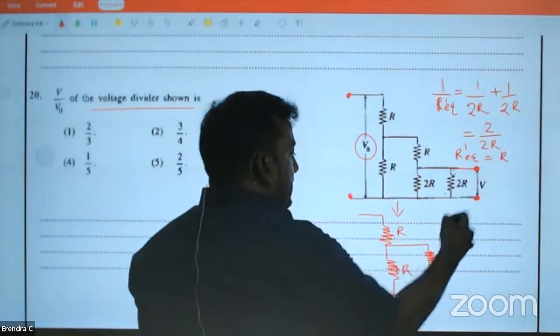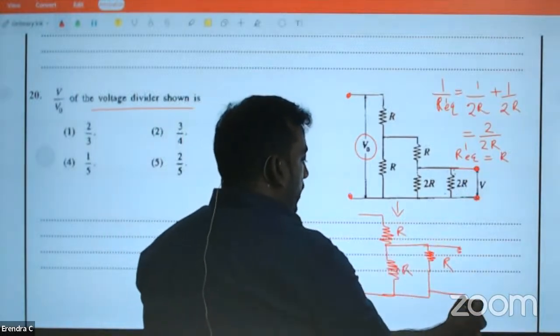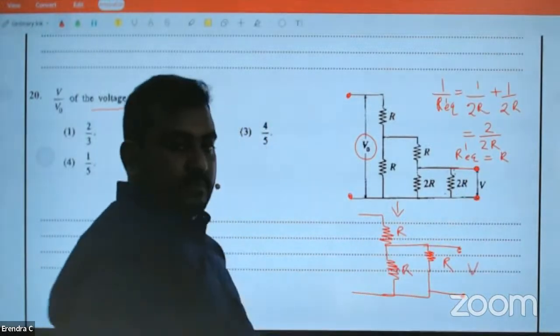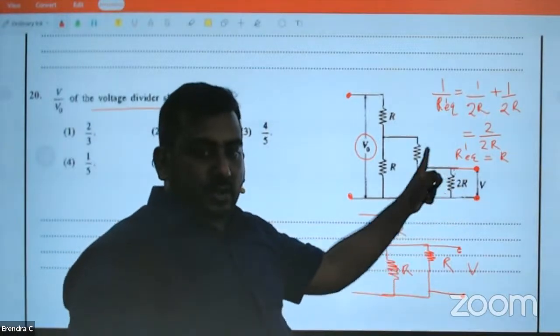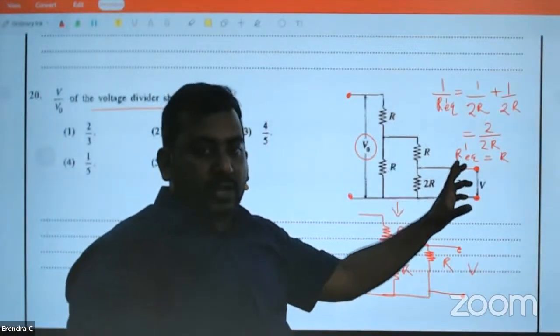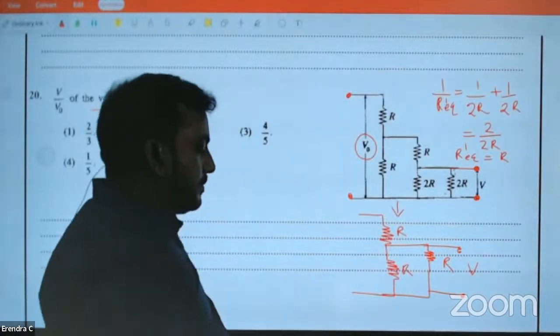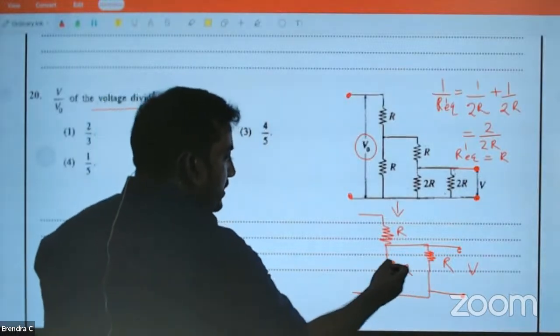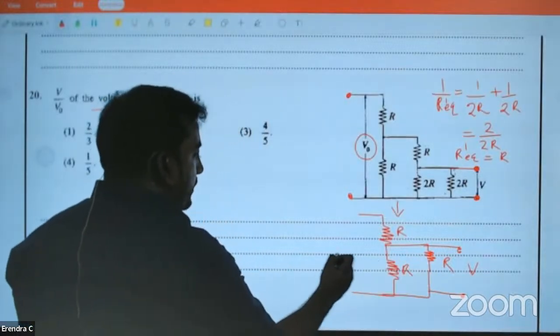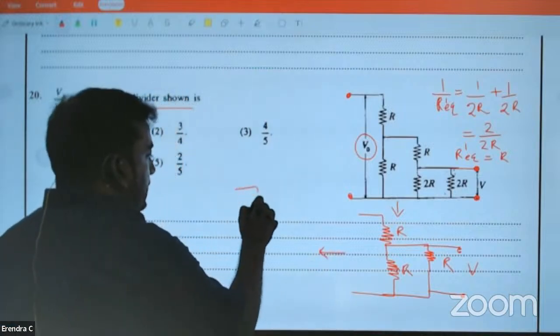So the voltage here and the voltage across the equivalent will be same. Across this whole equivalent, voltage is same, parallel. What can you say about these two? These two are also what? Parallel.